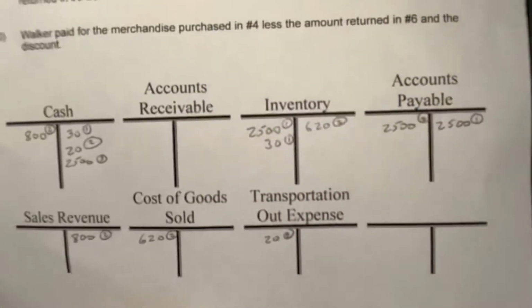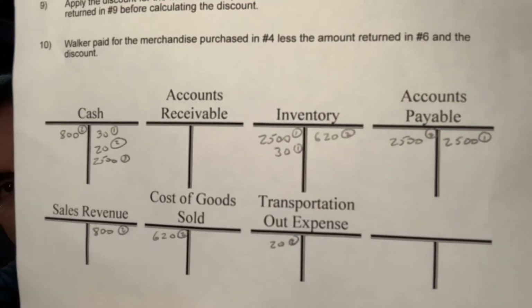So we're going to credit cash $2,500, and we're going to debit accounts payable $2,500. That's going to clear out the accounts payable account. So again, a credit to cash and a debit to accounts payable, and that takes care of number 3.